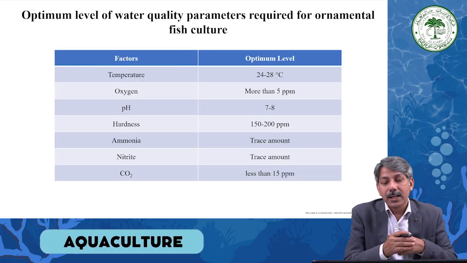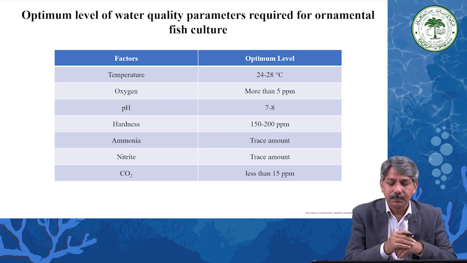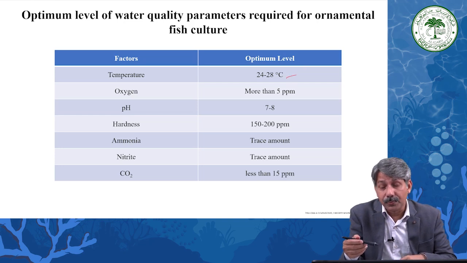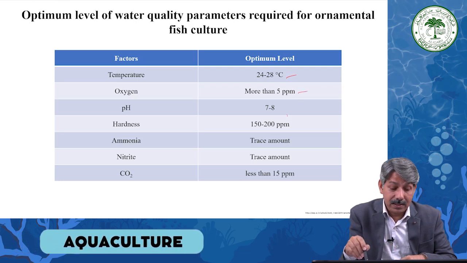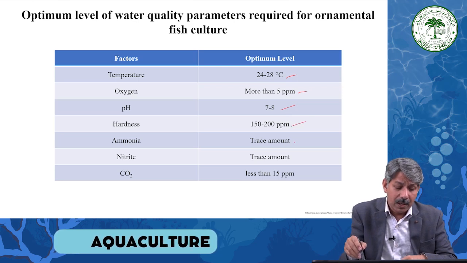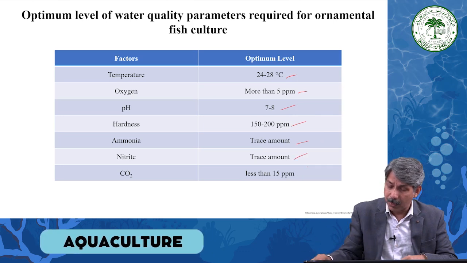Optimum levels of water quality parameters required for ornamental fish culture. That is a generalized parameter for freshwater ornamental fishes, but especially for the goldfish. Temperature 24 to 28 degree. In fact, in case of goldfish, you will have to keep it a little lower, as we have discussed specifically for the goldfish in the previous slides. Oxygen never less than 5 milligram per liter, that has been discussed. pH 7 to 8, that is good. Hardness 150 to 200 ppm. Ammonia only trace amounts, nitrate only trace amounts, CO2 less than 15 ppm.